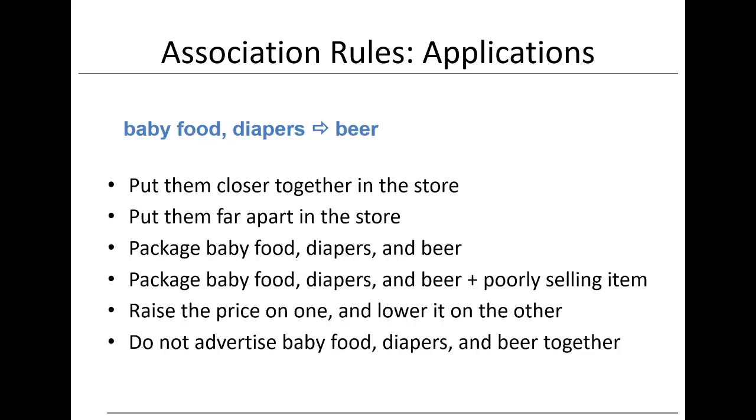Let's assume we have an association rule: baby food and diapers implies beer. What can we do with this information? Well, we can put them together to make sure that they are always purchased jointly. Another option is to put them far apart so that customers may purchase additional items in between. We can package all three items and maybe add a poorly selling item to it. We can see what happens when we raise the price on one and lower it on the other. There's no need to advertise all three together since they are already purchased anyway. As you can see, there are plenty of marketing actions which we can do based on this information.